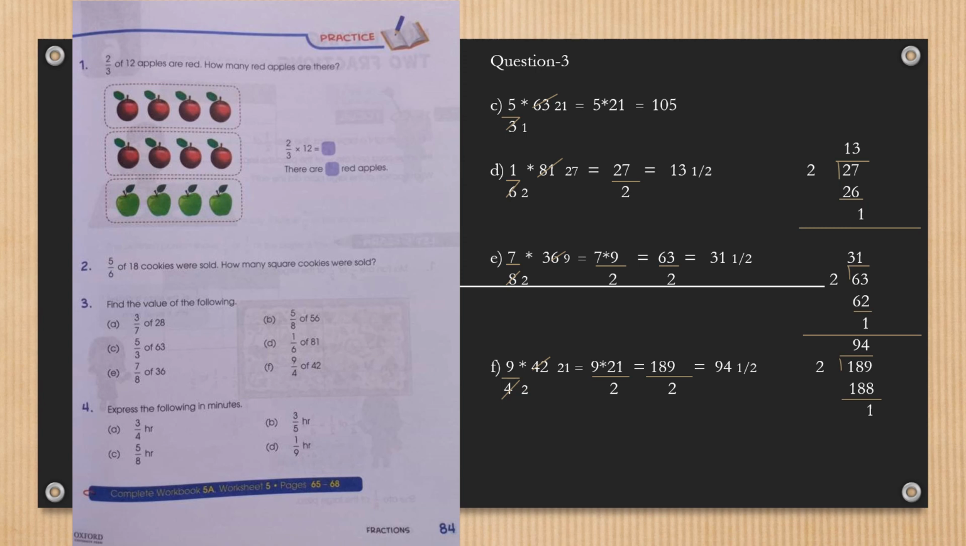In part F, we have 9 divided by 4 multiplied by 42. First we divide 42 by 4, so we have 21 in the numerator and 2 in the denominator. The 21 in the numerator is going to be multiplied with 9, and the denominator comes out as it is, which is 2, so we have 9 multiplied by 21 divided by 2. 9 into 21 is 189 divided by 2. We are going to further solve it because we want an answer in a mixed number. So when we divide 189 by 2, we have 94 whole number 1 over 2.